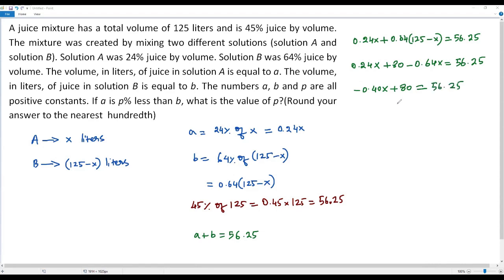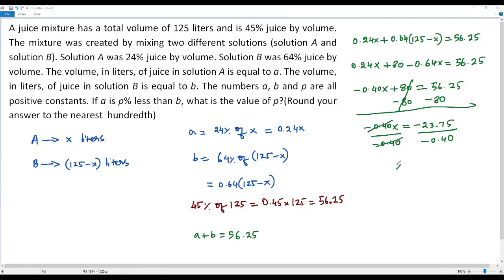Now let me subtract 80 from both sides of this equation. When I do so, this positive 80, negative 80 will cancel out. Then I'm getting a negative 0.40x. On the right side, when I simplify, I am getting a negative 23.75. Now let me divide both sides of this equation by negative 0.40. Here negative 0.40, negative 0.40 will cancel out. I'm getting x on the left side. Here this negative will cancel out. When I divide 23.75 by 0.40, I am getting 59.375.